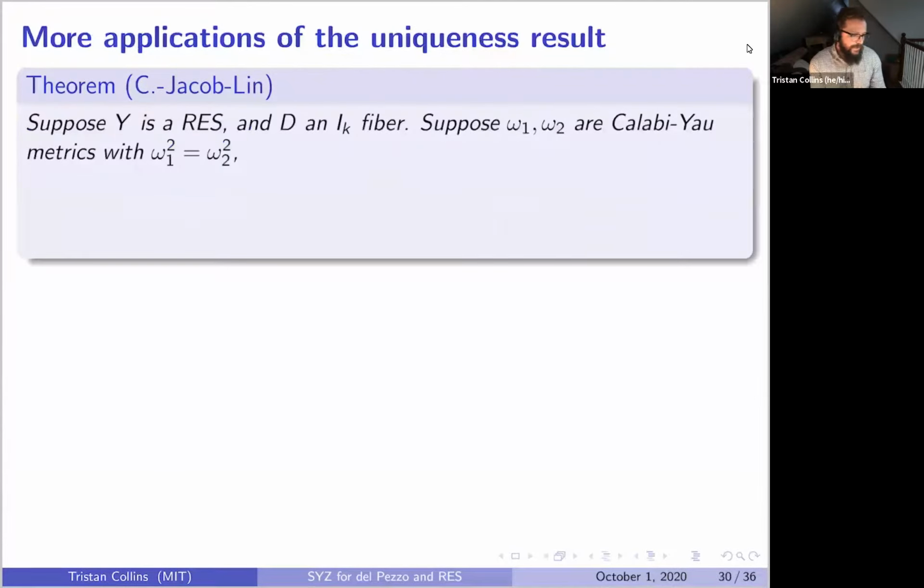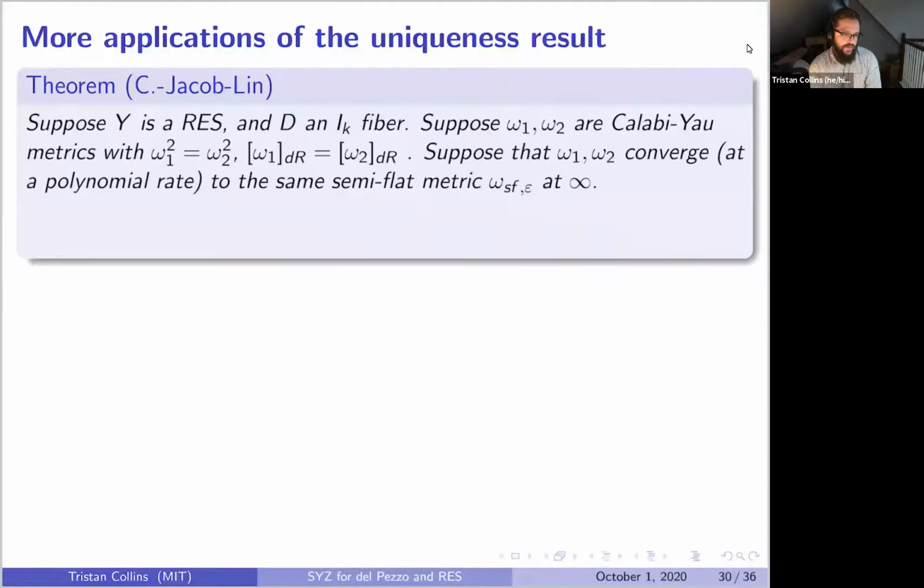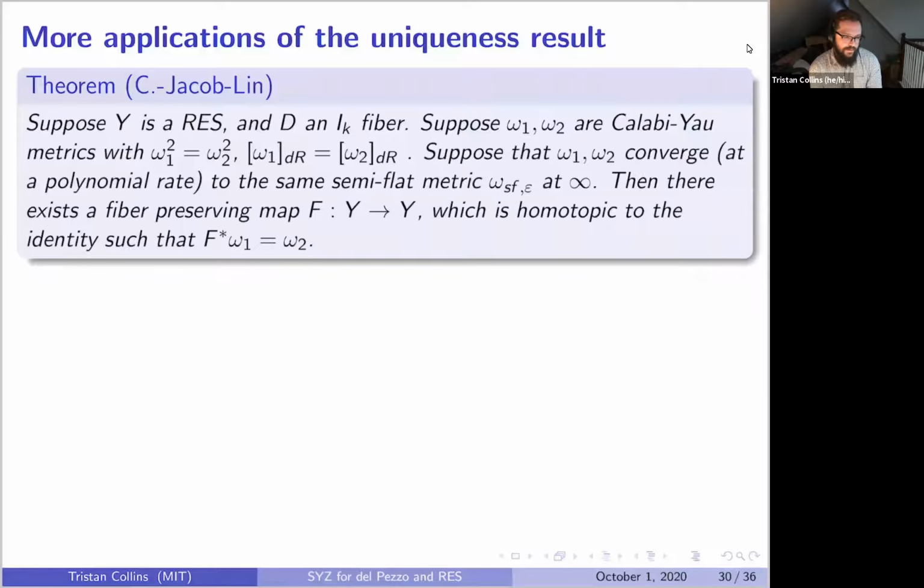Okay, so here's the main application of this uniqueness result that I mentioned. I'm not going to actually state the precise uniqueness result. I'm just going to talk about corollaries of it. But the real main application is the following. If you have a rational elliptic surface with an IK fiber and two Calabi-Yau metrics with the same volume form, same de Rham cohomology class, and suppose they're both asymptotic at a polynomial rate to the same semi-flat metric at infinity, then they're the same up to a fiber preserving automorphism of the complement of the IK fiber, which is homotopic to the identity.